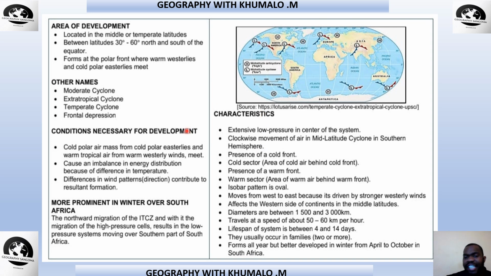Now, let's look at the characteristics here. There is an intense low pressure in the center of this system. The clockwise movement of air in the mid-latitude cyclone in the southern hemisphere. So it is moving clockwise. We know that it's a low pressure system and it's occurring in the southern hemisphere because that is where we are, in the southern hemisphere, South Africa. So the weather system is moving clockwise.